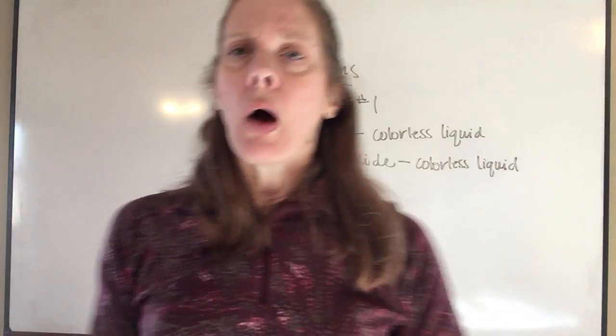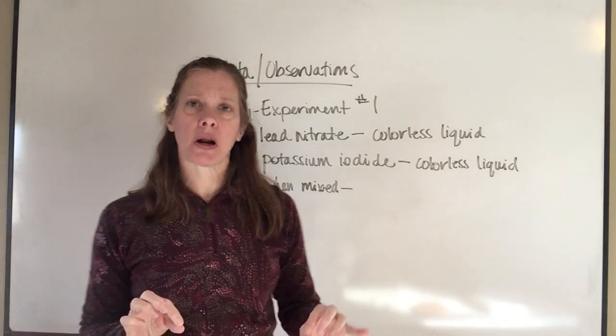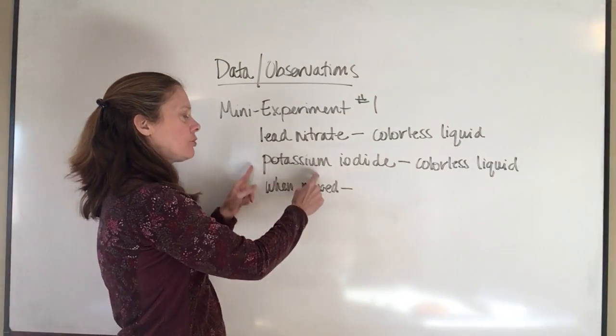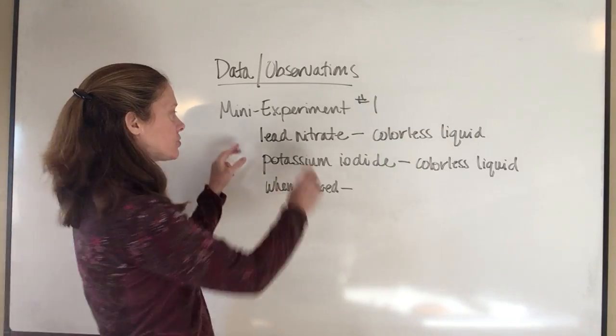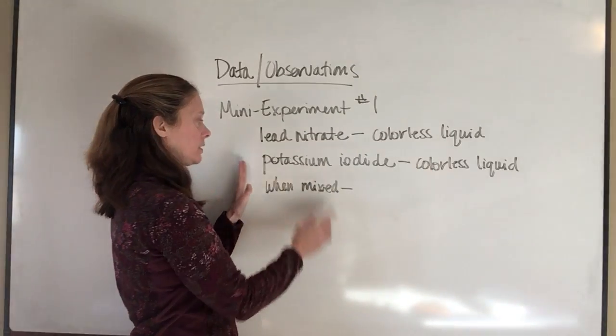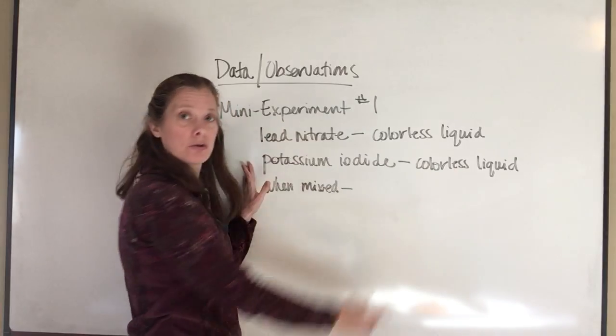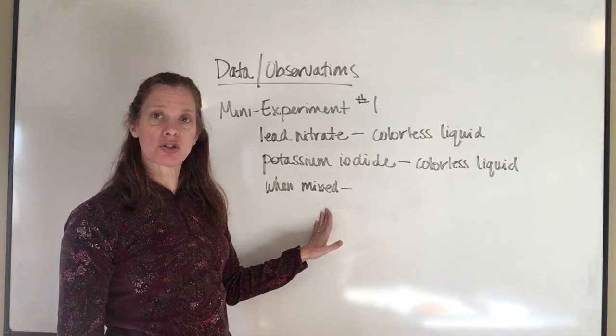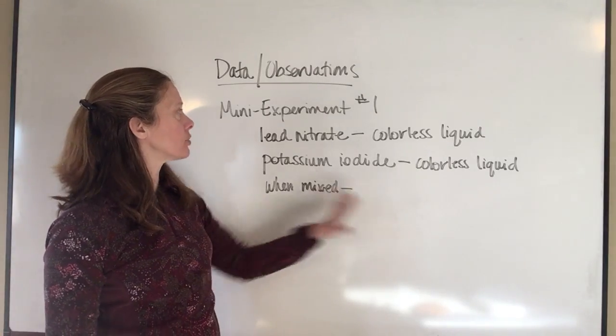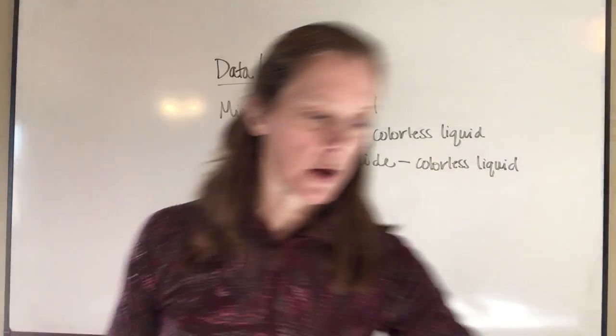And so in your observations, what I want to see is, what do the 2 things look like before you mix them together? And so I have lead nitrate, colorless liquid, potassium iodide, colorless liquid. And then what's going to happen when I mix the 2 of them together is going to be my 3rd entry under mini experiment number 1.